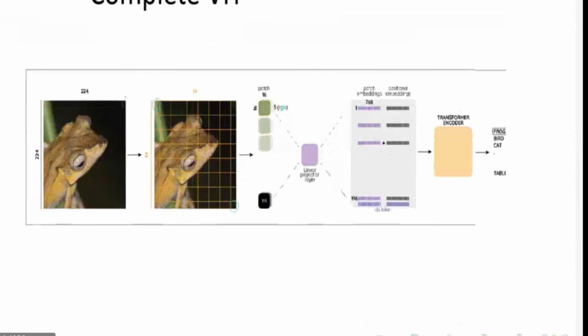So let's see the full diagram. The image is divided into patches. Now convert each patch into a vector, so we'll have the linear projection layer here. You can see we are converting every patch into a vector, and adding one extra token, that is your classification token. So we got 196 tokens from the image, and we have added one extra, which makes 197.